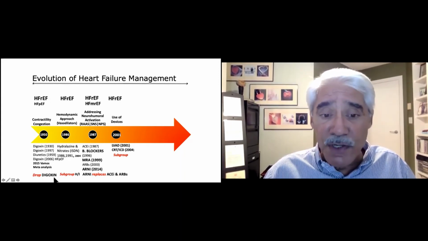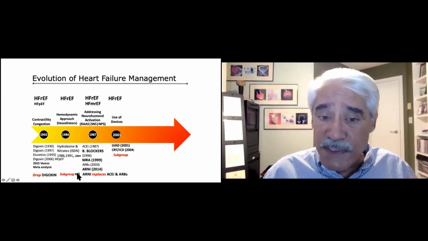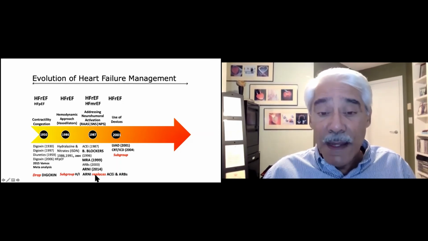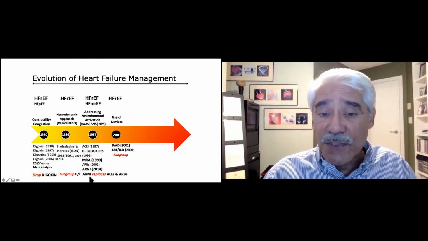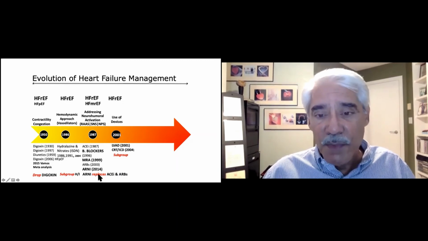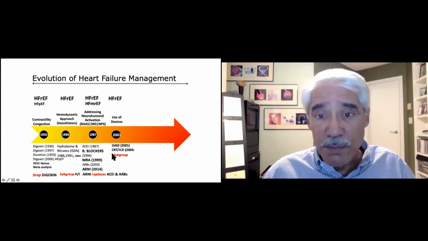So we have dropped digoxin. We know that hydralazine and isosorbide dinitrate is useful in some subgroup of patients, the Black patients with systolic heart failure, and ARNI, which is far more effective than ACE inhibitor and ARB, now replaces them. And so you don't have to use an ACE inhibitor or an ARB. You use an ARNI and you get the same benefits of ACE inhibitors and ARBs, but additional neprilysin inhibition, which further improves output, further improves mortality. And we know the devices are used in certain subgroups of patients.